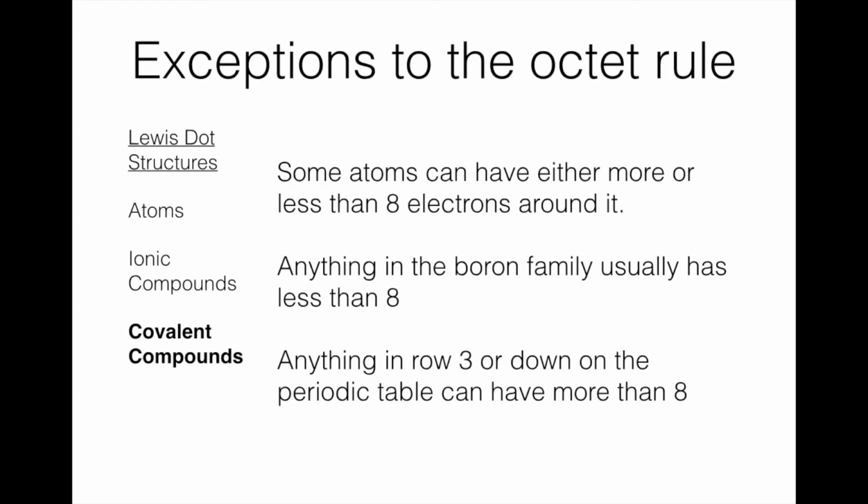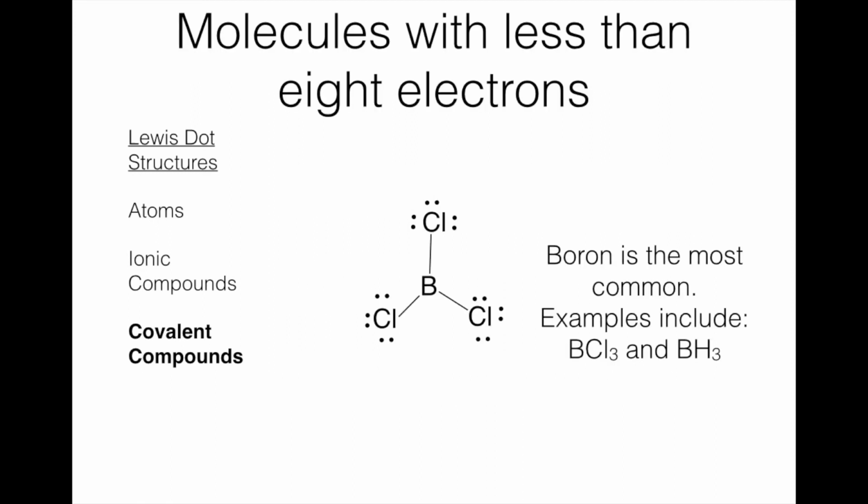There are a few exceptions to the octet rule. Some atoms can have more or less than 8 electrons around them. Anything in the boron family, like boron or aluminum, are the most common. Those can have 6 valence electrons around them, and they're pretty happy. And anything that's in row 3 or down can occasionally have more than 8.